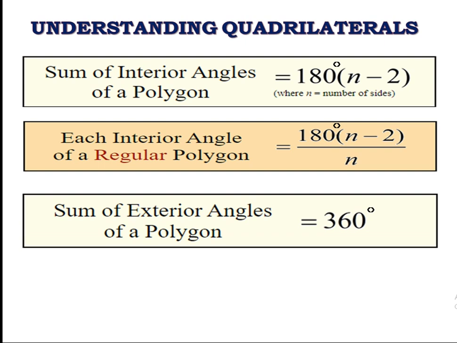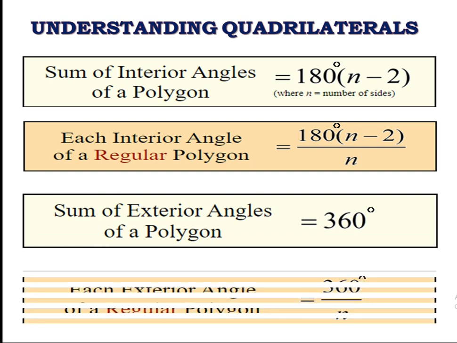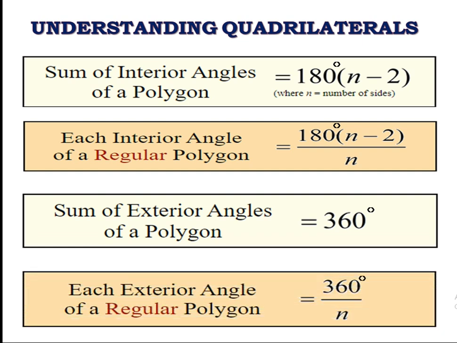Now next, sum of exterior angles of a polygon is equal to 360 degrees. Next, each exterior angle of a regular polygon is equal to 360 degrees divided by n, where n is the number of sides of the polygon. You have to remember these. Okay, student.